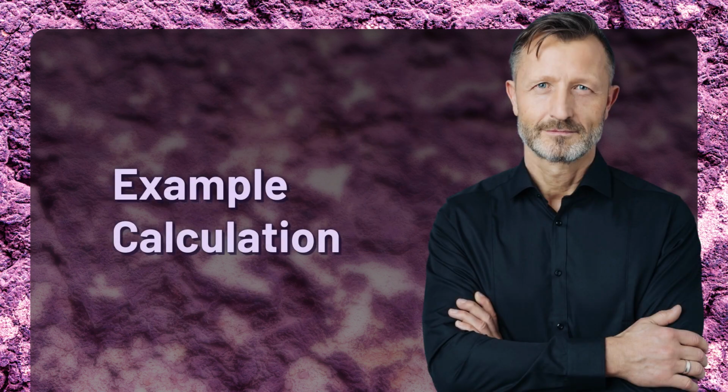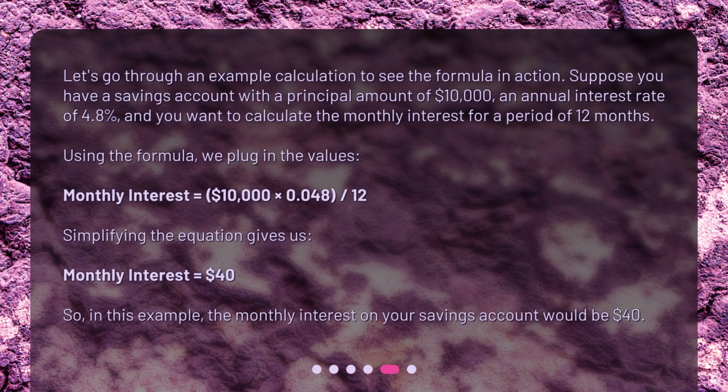Example calculation. Let's go through an example calculation to see the formula in action. Suppose you have a savings account with a principal amount of $10,000, an annual interest rate of 4.8%, and you want to calculate the monthly interest for a period of 12 months.